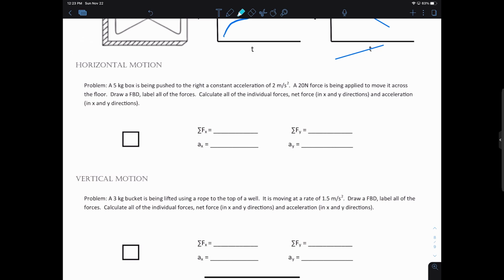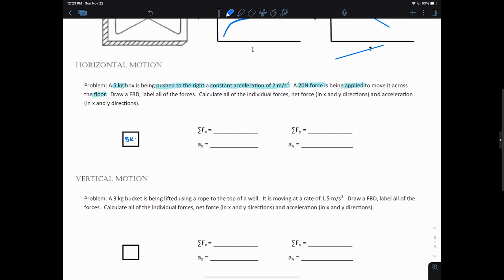So the first one has a 5 kilogram box. It's being pushed to the right, and it has a constant acceleration of 2 meters per second squared. It says a 20 Newton force is being applied to move it across the floor. Draw your free body diagram, label all of the forces, calculate all of the individual forces, net force in X and Y directions, and acceleration in X and Y directions. So let's go ahead and start labeling what we can.